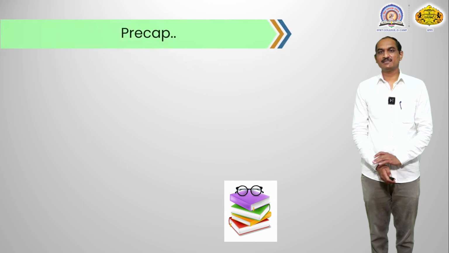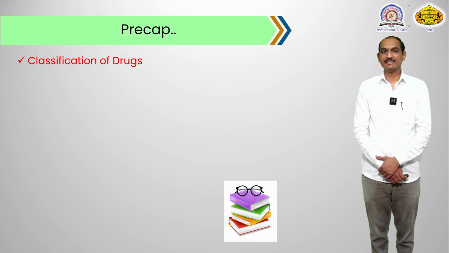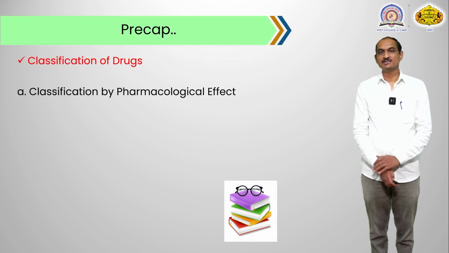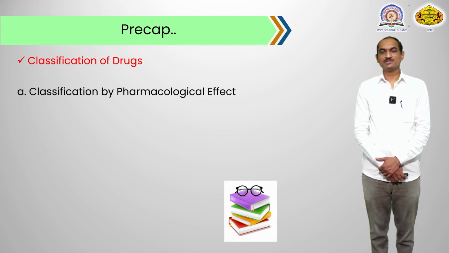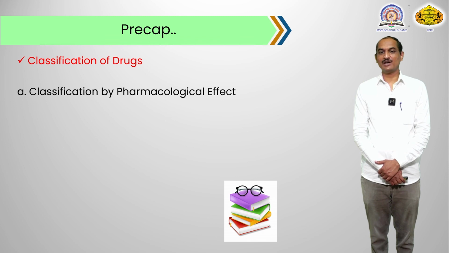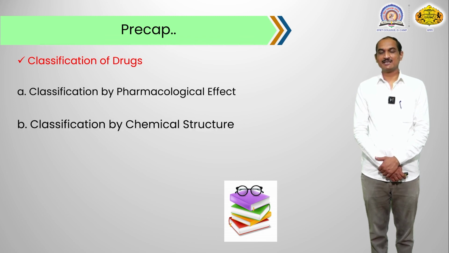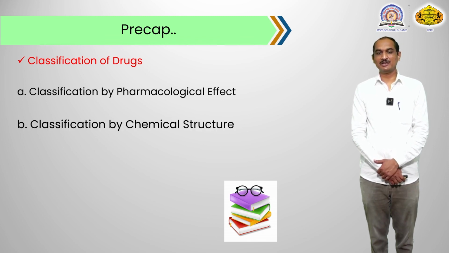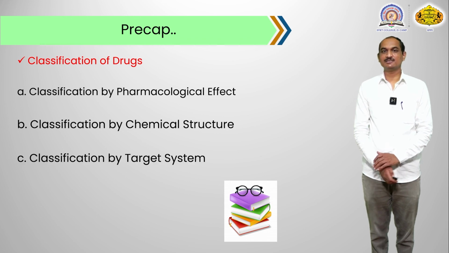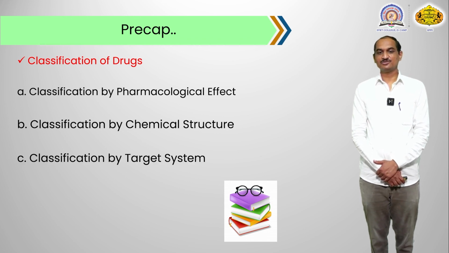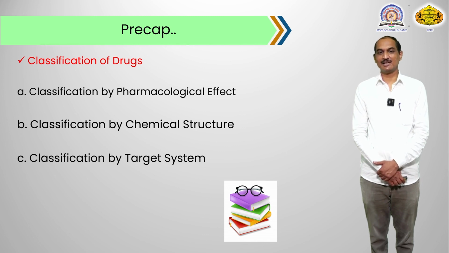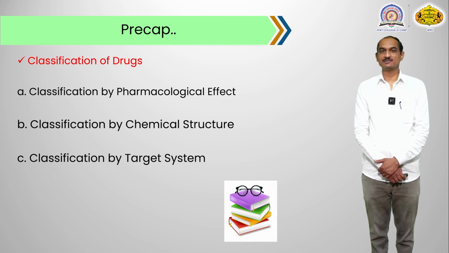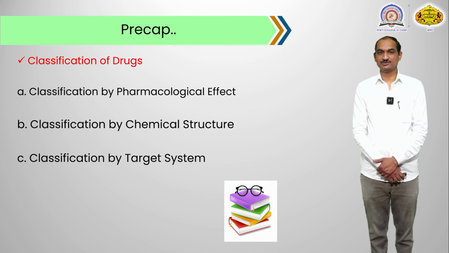In the next session we will discuss the next point, that is the classification of drugs. Generally drugs are classified into three different classes. The first class is classification by their pharmacological effects. The second class is classification by their chemical structures, and the third class is classification by their target system. All these points of drug classification we will discuss in our next session. Okay, thank you.